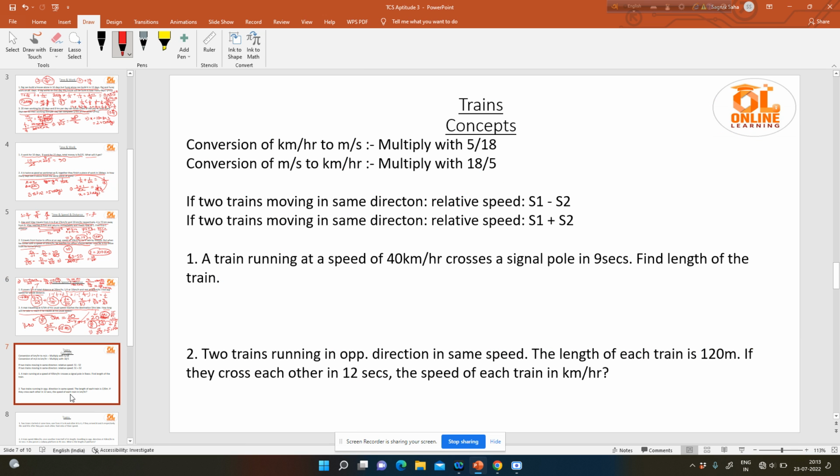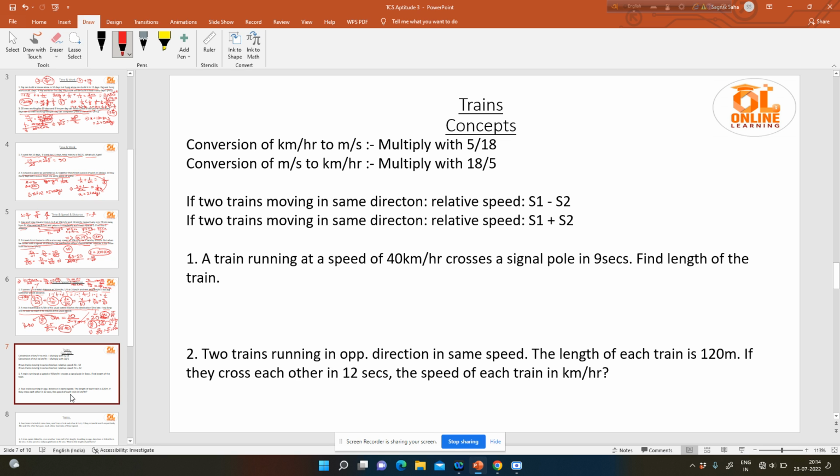If you apply this concept, your question will be done in a fast way or in less amount of time. Now, in time, speed and distance, we also have train questions, which are very, very important. In trains, again, just two things: conversion of kilometer per hour to meter per second, we multiply with 5 by 18, and conversion of meter per second to kilometer per hour, we multiply with 18 by 5.